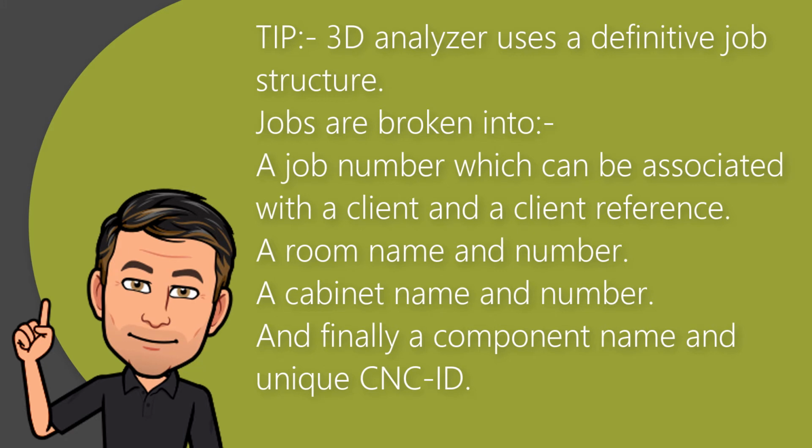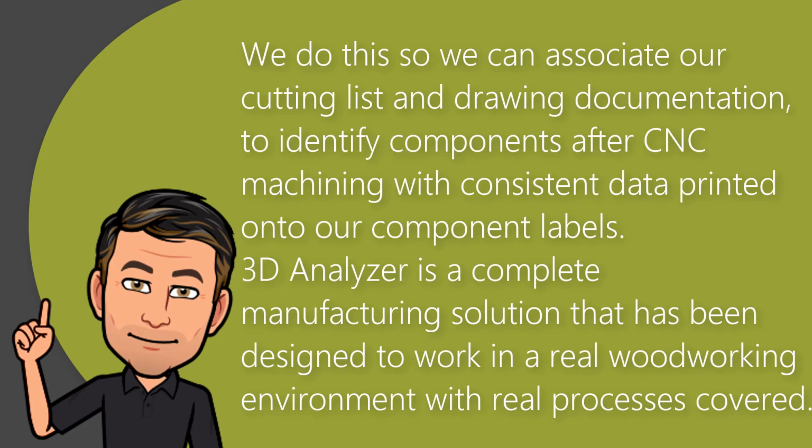Tip: 3D Analyzer uses a definitive job structure. Jobs are broken into a job number which can be associated with a client and a client reference, a room name and number, a cabinet name and number, and finally a component name and unique CNC ID. We do this so we can associate our cutting list and drawing documentation, to identify components after CNC machining with consistent data printed onto our component labels.